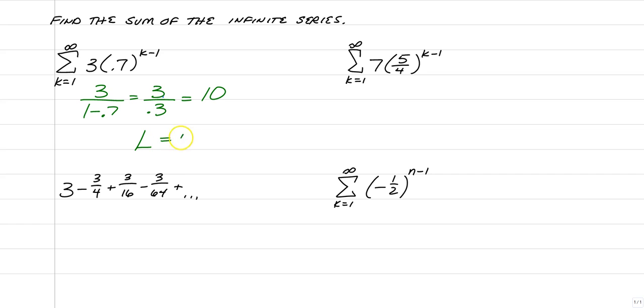So L is equal to 10. That's the number it converges to, and we're going to be really, really close to 10. In our next example, our rate is 5/4, which is greater than 1. So this one has no sum, and it's because the series diverges. It's just going to keep on getting bigger and bigger and continue to go into infinity.